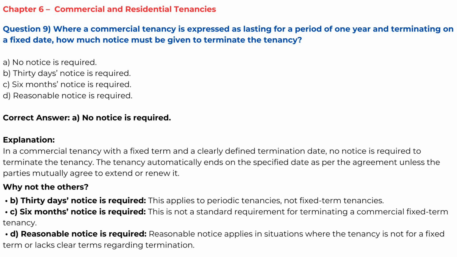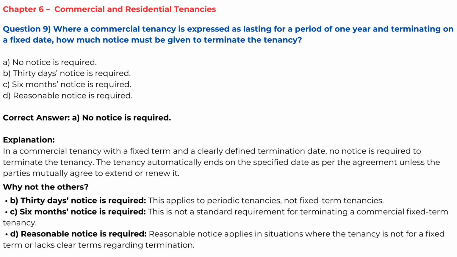Correct answer, A. No notice is required. Explanation. In a commercial tenancy with a fixed term and a clearly defined termination date, no notice is required to terminate the tenancy. The tenancy automatically ends on the specified date as per the agreement unless the parties mutually agree to extend or renew it. Why not the others? B. 30 days notice is required. This applies to periodic tenancies, not fixed-term tenancies.